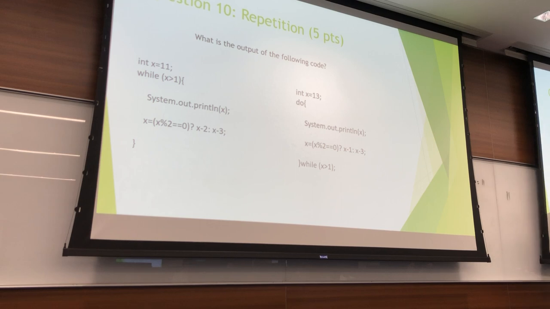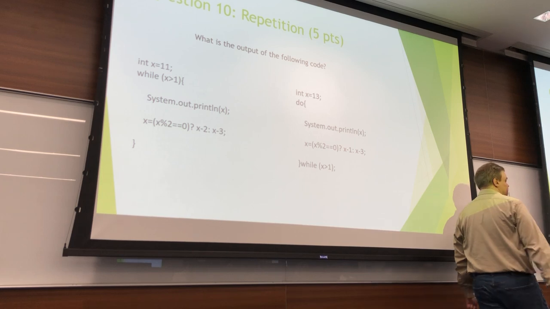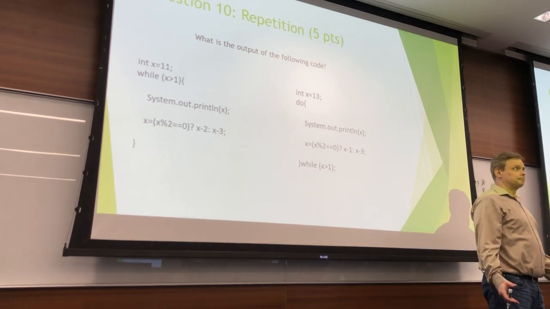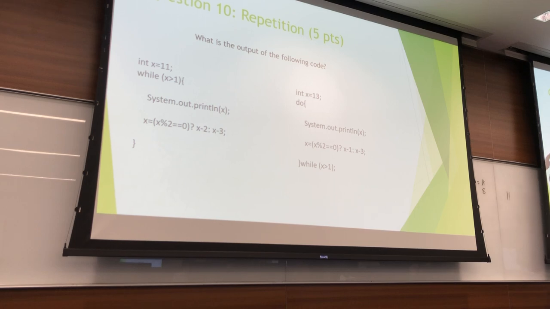If it's true, I do this. If it's false, I do this, right? That's all it is, okay? So if x mod 2 is equal to 0, is it? No, it's 1, right? Yeah? Okay? So I skip this and I do this. So I've got x equals x minus 3. That changes x to 8. Good? Okay. Then I go back up to the while loop. Is x greater than 1? Yes. So I output x.